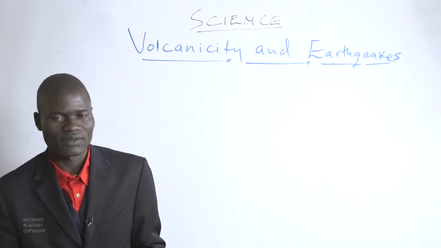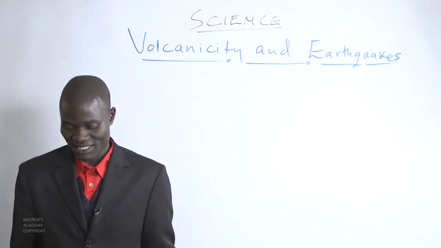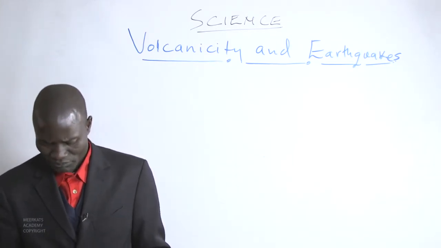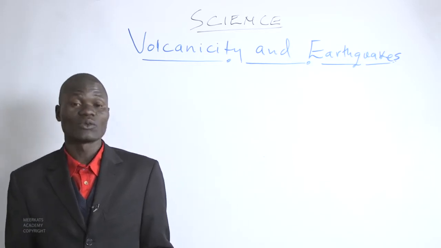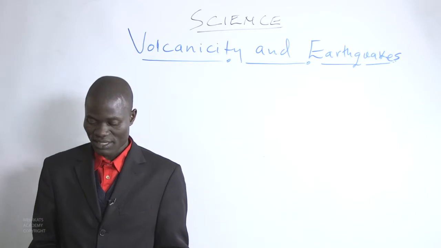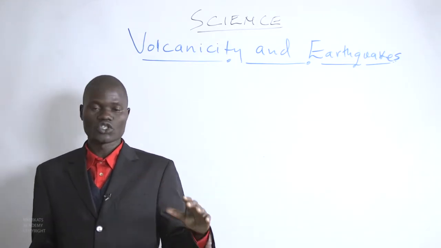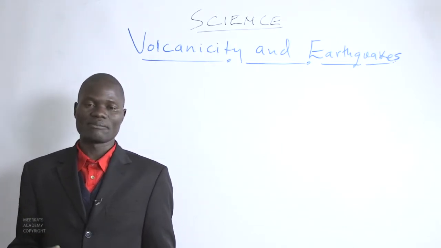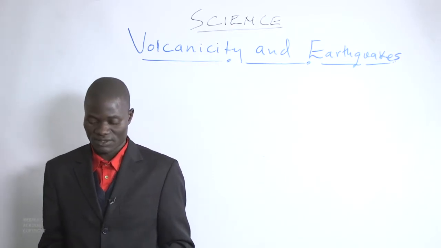Then what is volcanicity anyway? We have to be able to understand the processes that are involved here. Volcanicity is a process by which solid materials and gaseous materials are ejected from beneath the earth's crust onto the earth surface.